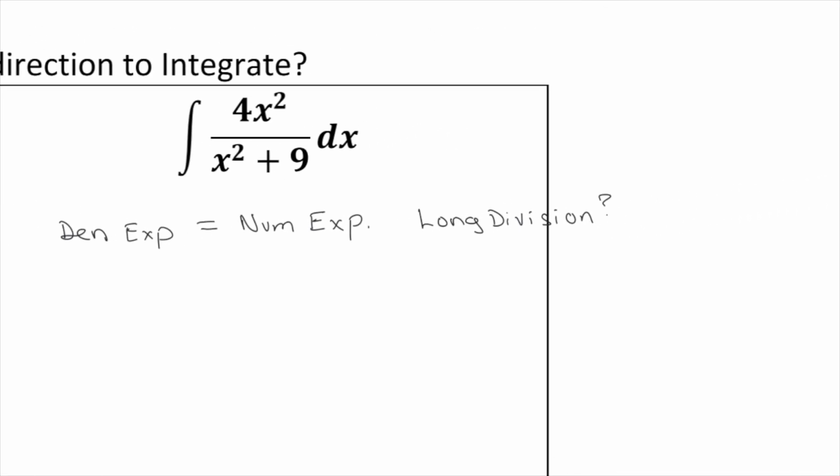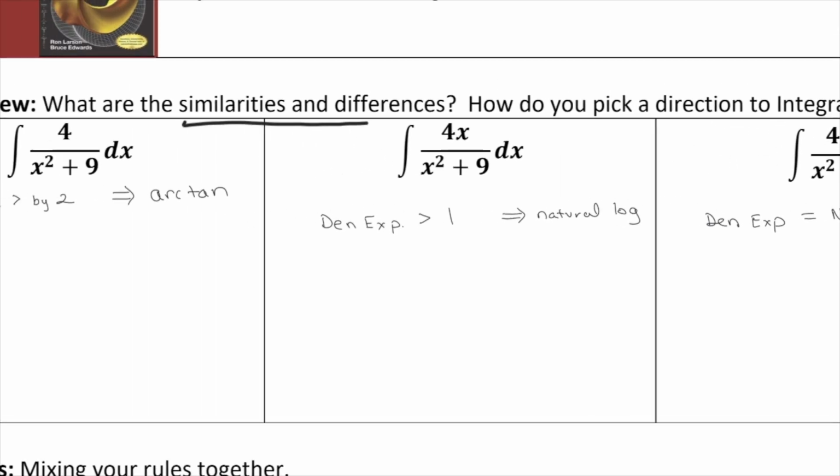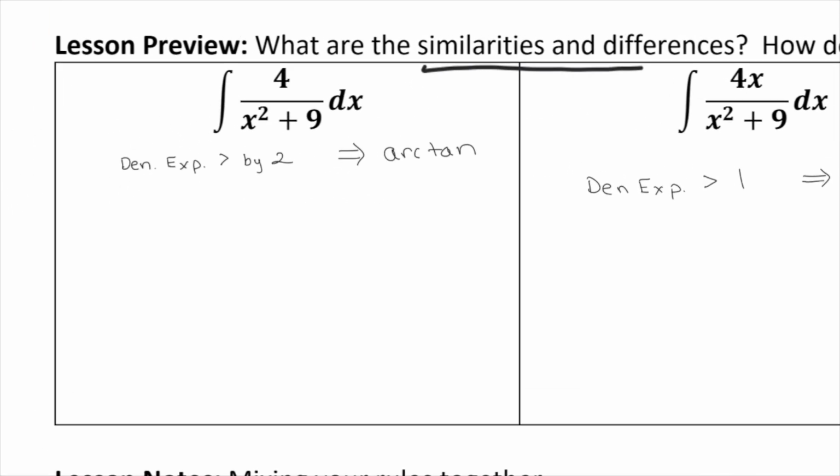All right, now for your third question, did you notice that the exponent in the denominator and the exponent in the numerator were equal? There might be some long division involved or factoring perhaps, something algebraic to simplify each problem.